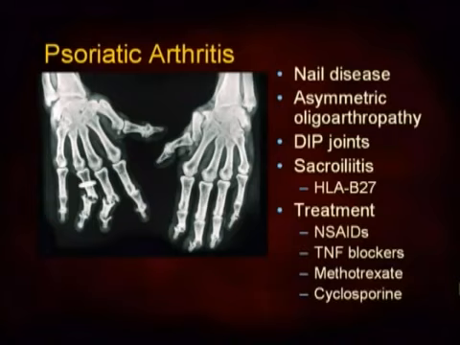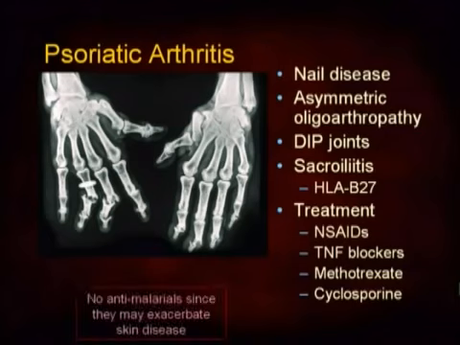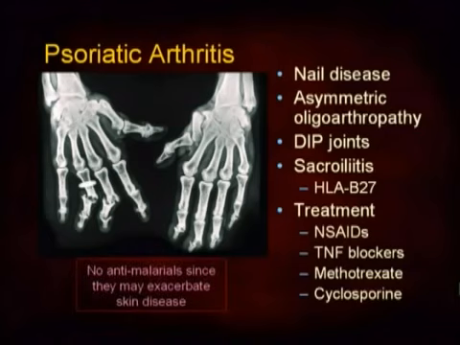Treatment for psoriatic arthritis is similar to treatment for arthritis of other kinds with NSAIDs, and then sometimes using systemic medications for psoriasis like TNF blockers, methotrexate, and cyclosporin, so systemic immunosuppressing medicines. Remember, you should not use antimalarials for psoriatic arthritis because that can make the skin disease worse.